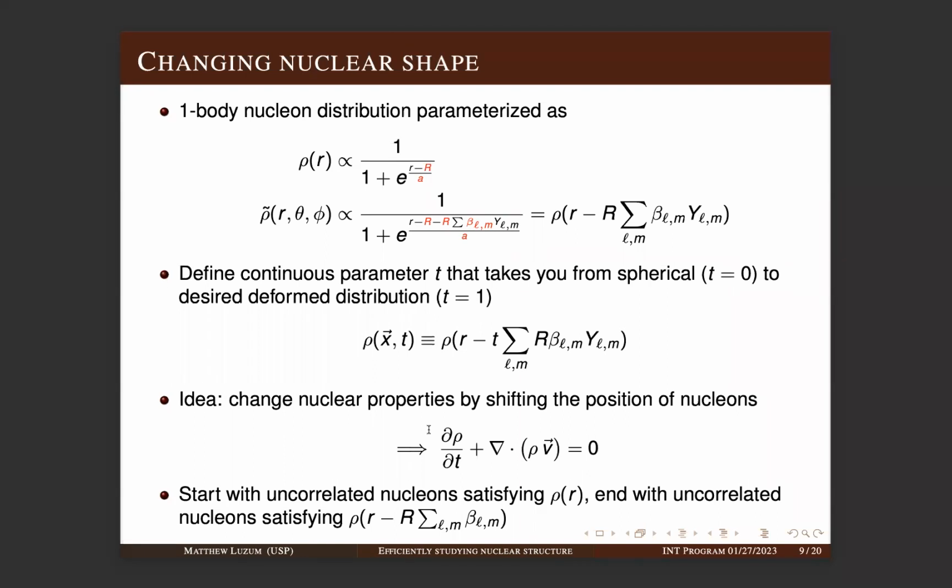So we just want to solve this continuity equation to figure out how much the position of the nucleon should change given some change in t. And if we just solve that and move the nucleons, then we should be able to end up with exactly the one body distribution that you want. So we start with uncorrelated nucleons satisfying a spherical distribution with some R_NA, and then we end up with a distribution with the same R_NA, but arbitrary deformation. At least in our case, we changed R_NA by doing the sampling.